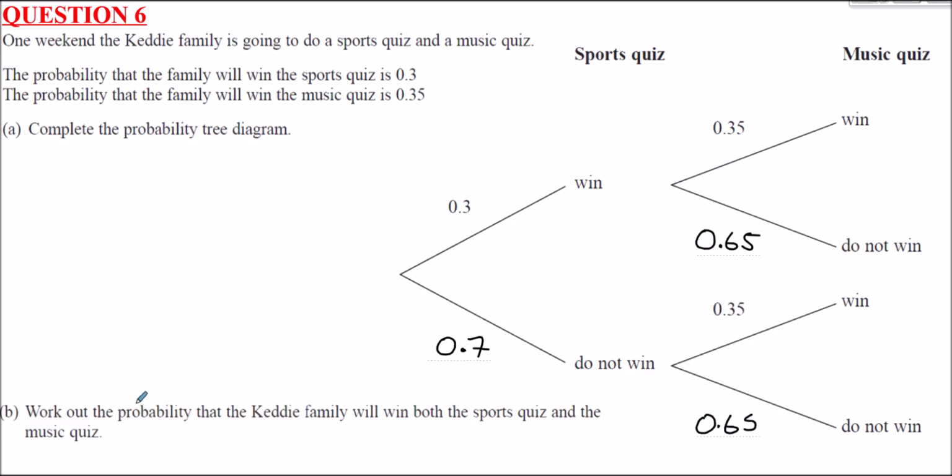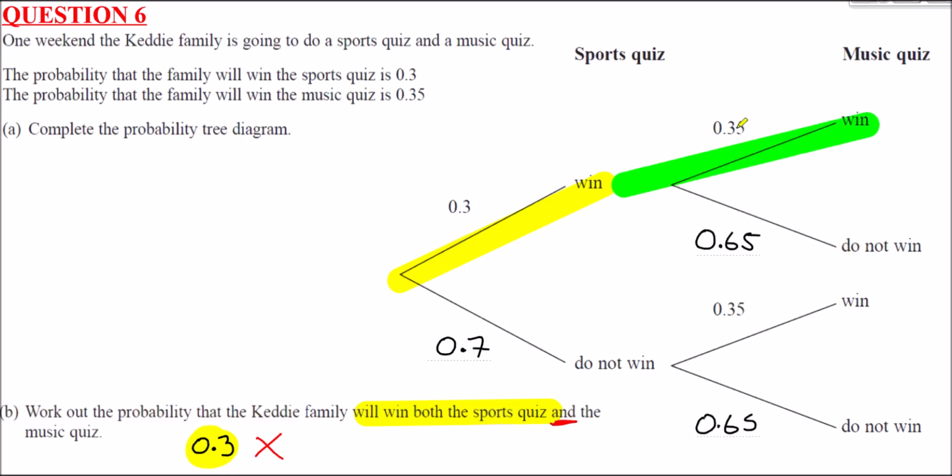Part B, we need to work out the probability that the Keddy family will win both the sports quiz and, keyword there, and the music quiz. And with probability and will usually mean one probability multiplied by the other. So I'm going to stick in a times sign there. So the probability in the sports quiz is 0.3. And then they need to go on and win the music quiz. So the chance of then winning the music quiz after is going to be 0.35.